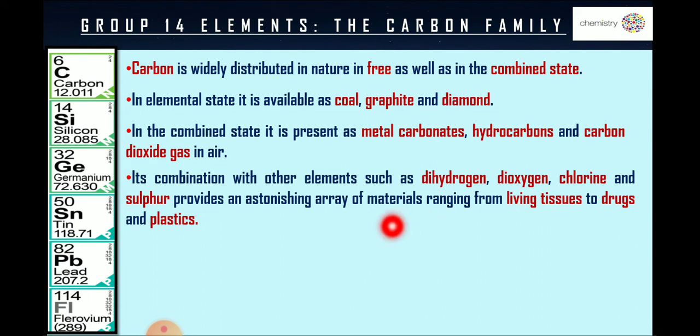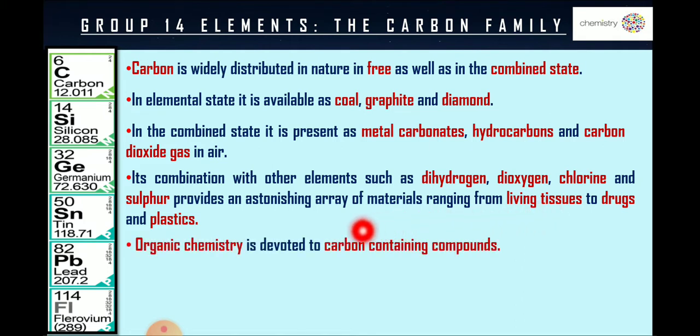Carbon has a unique property. Carbon combines with other elements like dihydrogen, dioxygen, chlorine, fluorine, halogens, and it may combine with sulfur. And this combination of carbon with other elements provides an astonishing array of materials ranging from living tissues to drugs to plastics and many more. So this is the very peculiar, unique character of carbon.